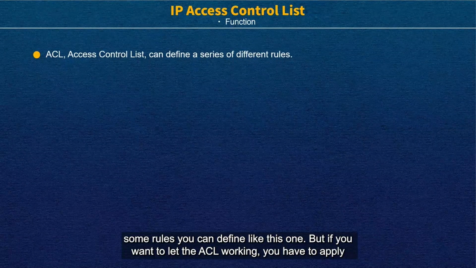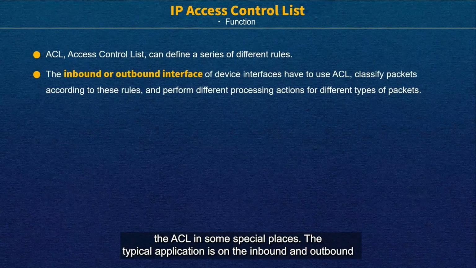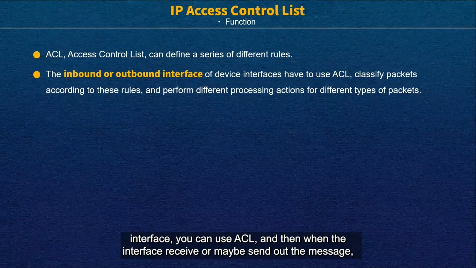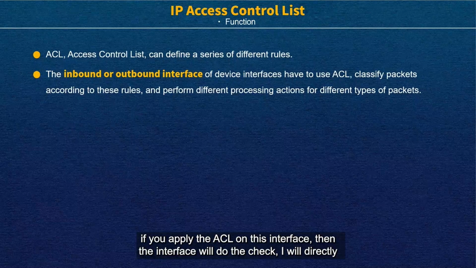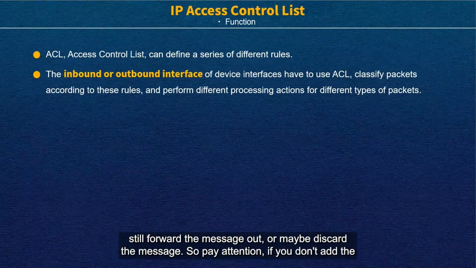But if you want the ACL to work, you have to apply the ACL in some special places. The typical application is on the inbound and outbound interface. Once the interface receives or sends out a message, if you apply the ACL on this interface, the interface will do the check. It will either directly send out the message or match the ACL rules one by one, and according to the action, finally forward the message out or discard it.